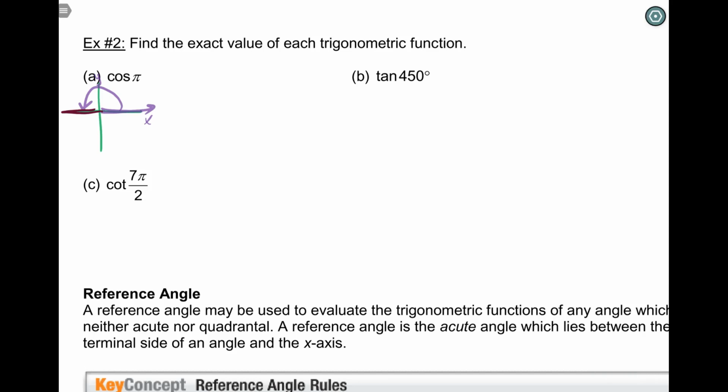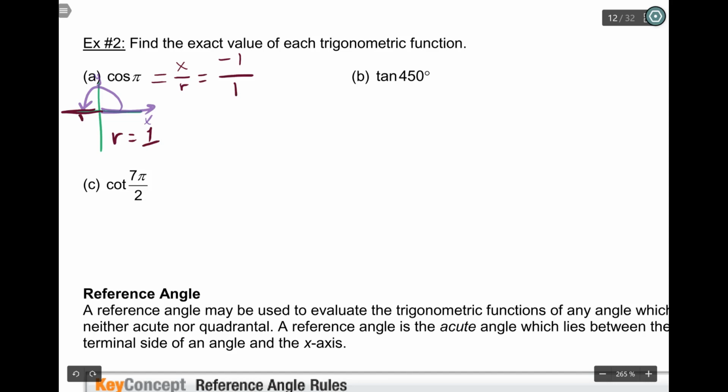So, okay, cosine of pi, cosine is x over r. I know that my radius, well, when we're not told, we can assume the radius is equal to 1. Thank you to our unit circle. So my x value is going to be negative 1, and then my radius is still 1. So why is the x value negative 1?